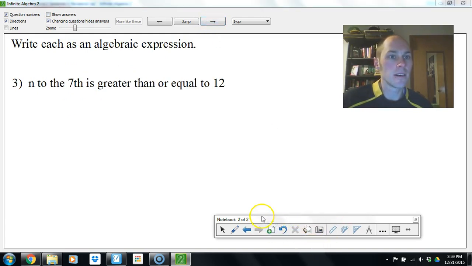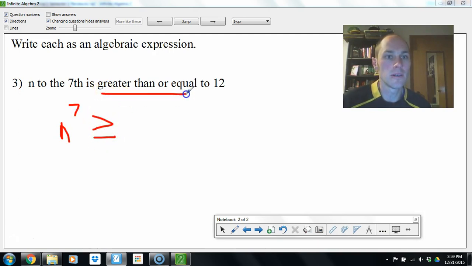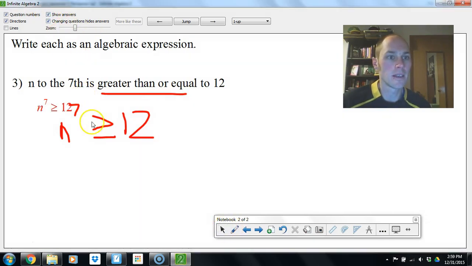So our next one here, n to the 7th is greater than or equal to 12. So n is my base, 7 is my exponent, greater than or equal to, then we got 12 there. And hopefully that is correct. Yes, it is.